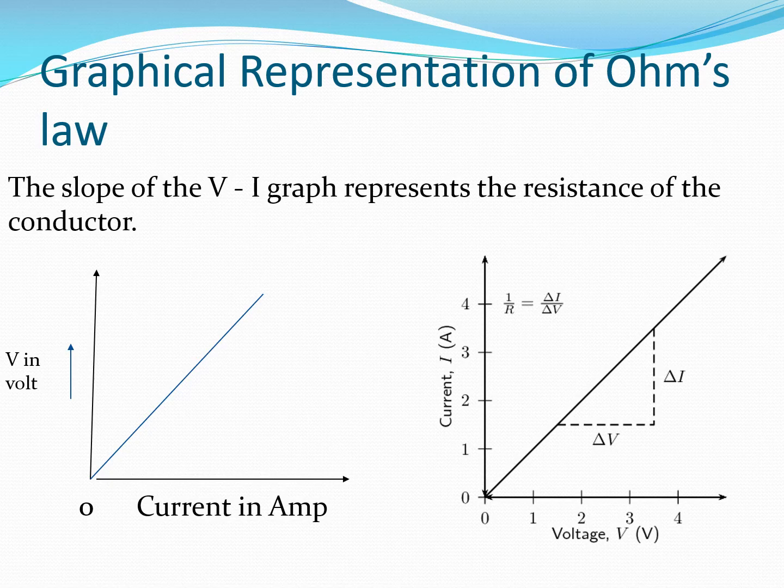So how do you calculate R? R will be the reciprocal. R will be delta V by delta I. And the unit is ohms. Please look at it properly because you need to do it in your practical classes.